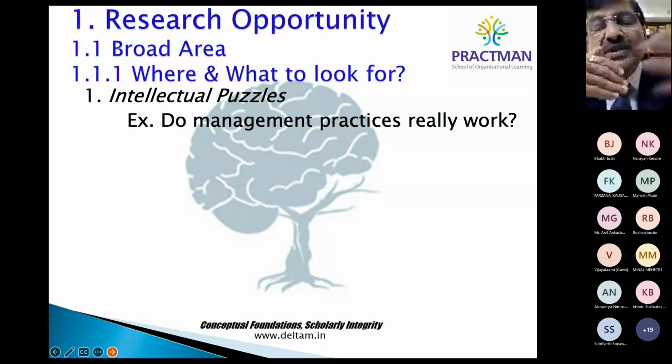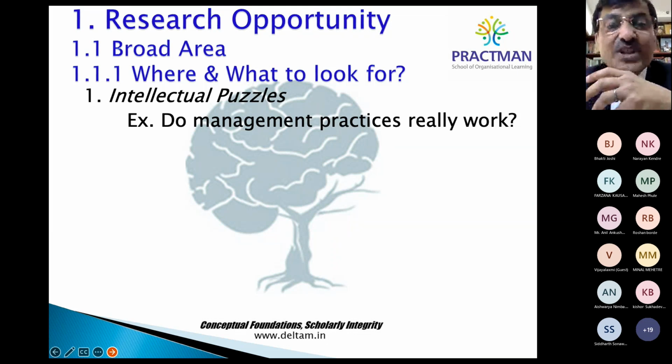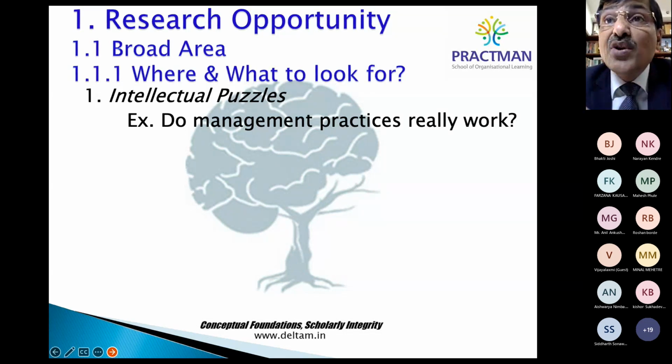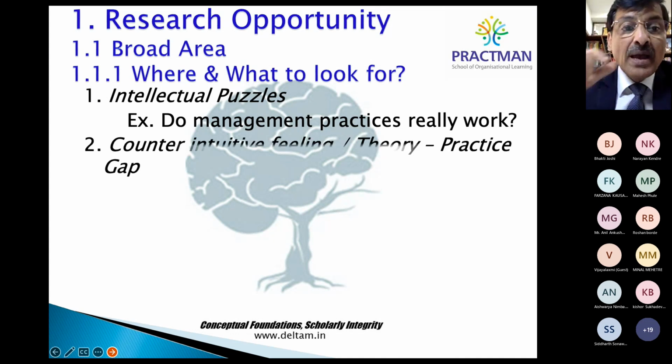So he continued research in that area. Of course, that was not his PhD research, but that became a very important research output. So starting point of any research is first identification of a broad area of research. So here the broad area of research, from where did he identify? It was something which was intellectually troubling him. Do management practices really work? I have been teaching it for a long time, but do they really work? So that is the starting point of research.